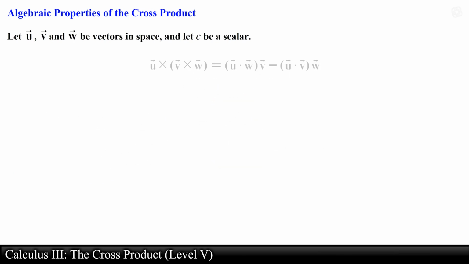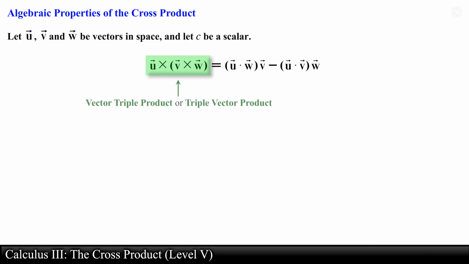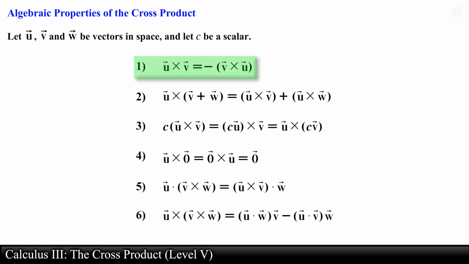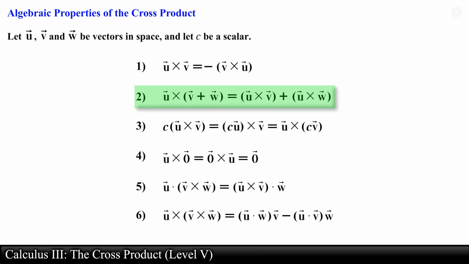The last property is vector u crossed with the cross product between vector v and vector w is equal to the dot product of vector u with vector w times vector v minus the dot product between vector u and vector v times vector w. The expression on the left-hand side of this property is also known as the vector triple product, or triple vector product.